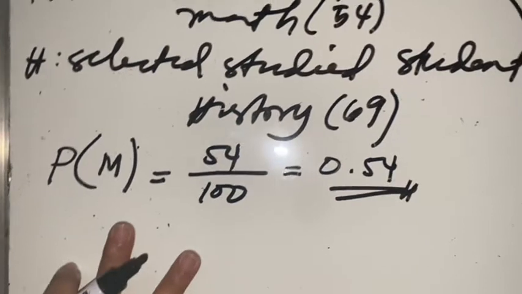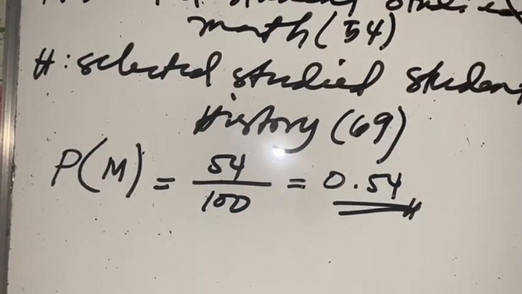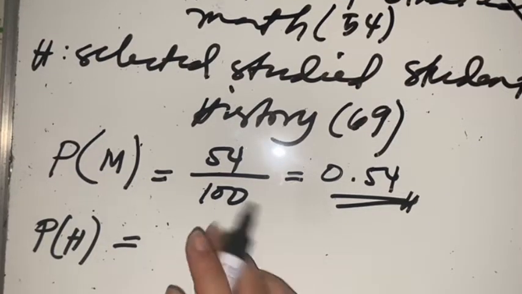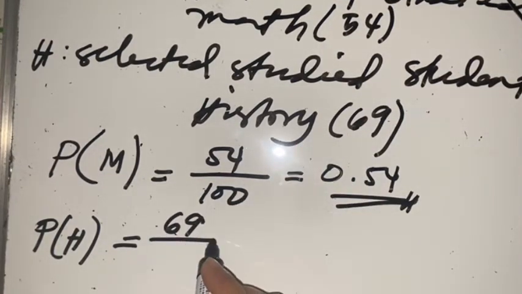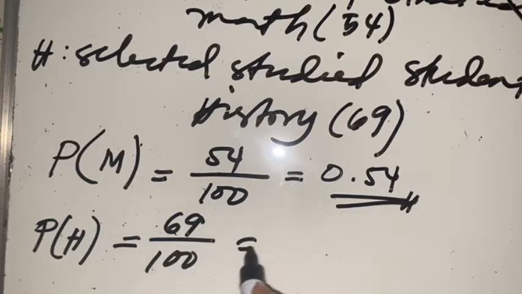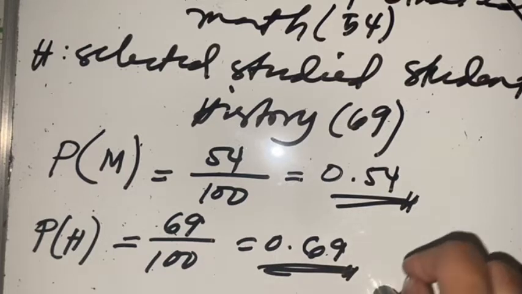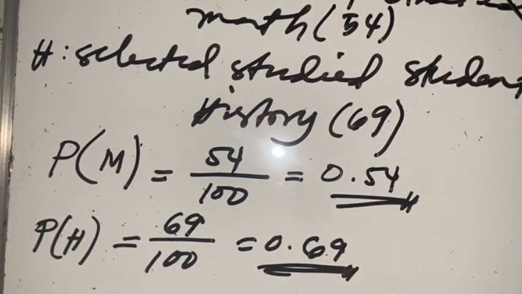And now let's also get the probability of the selected students who studied history. So that would be probability of H, 69, and then our sample size is 100, so that would be 0.69. So these are the probabilities of the selected students who studied math and the selected students who studied history.